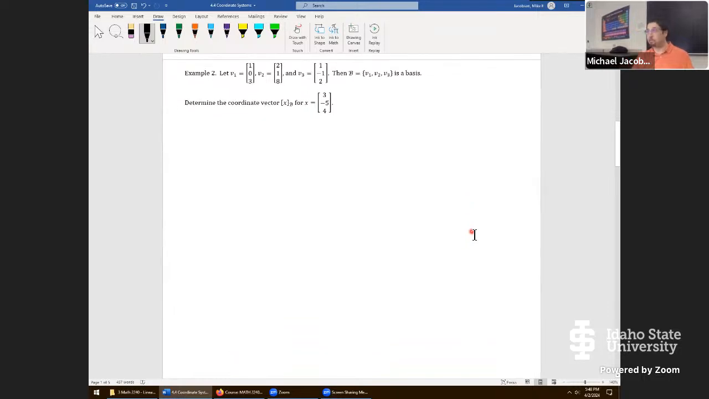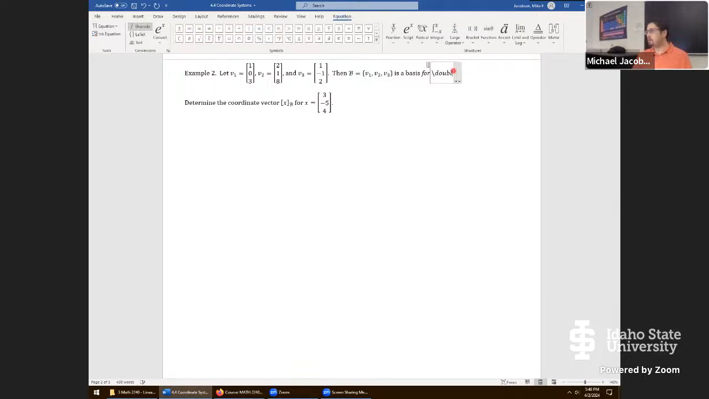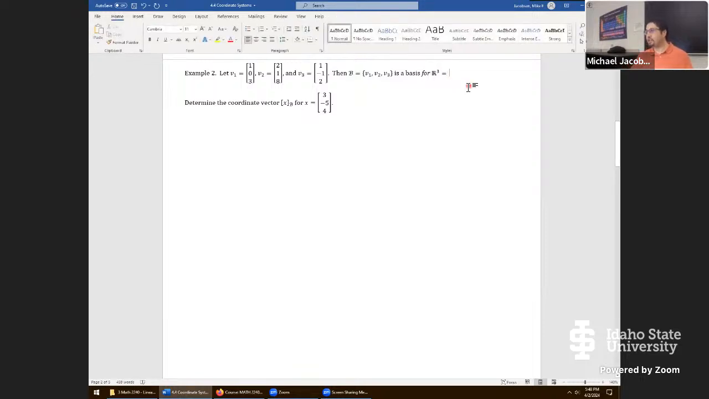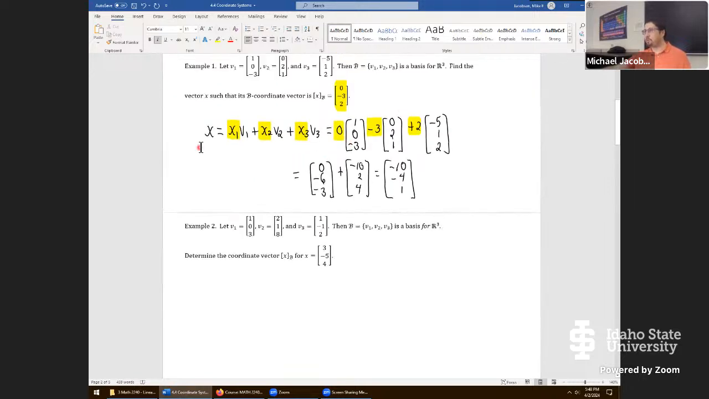But this problem right here is the tougher problem. We have a different basis. So v1, v2, v3 are indicated here. They form a basis, and sometimes it's good to be specific. Let's add here that this is a basis for R3, which makes sense. There's 3 vectors in R3. Now we want to determine the coordinate vector of x relative to that basis up here when x equals 3, negative 5, 4. Example 2 is the reversal of example 1.